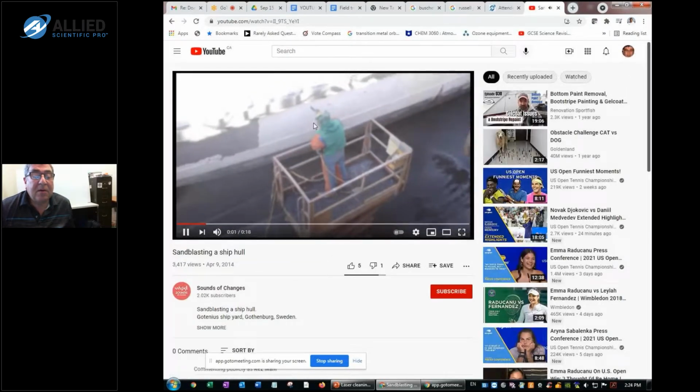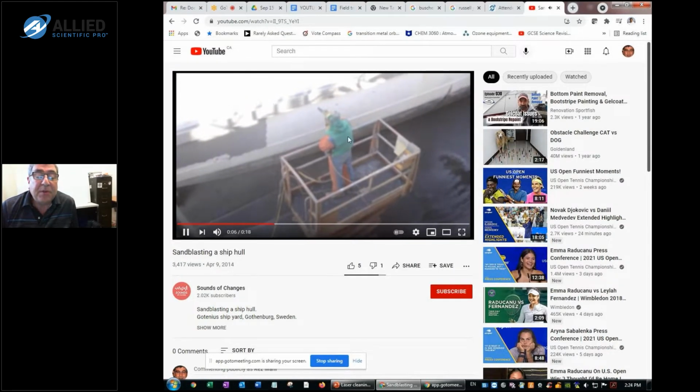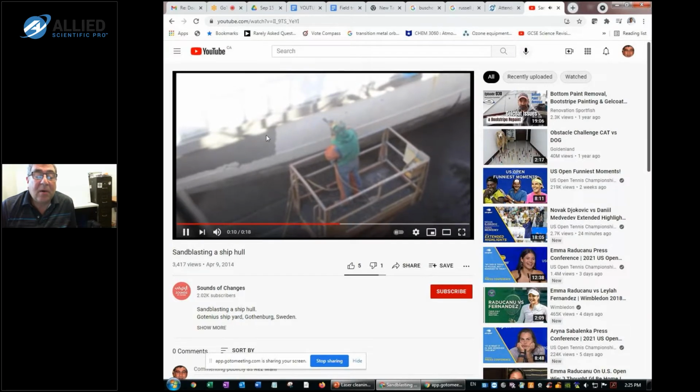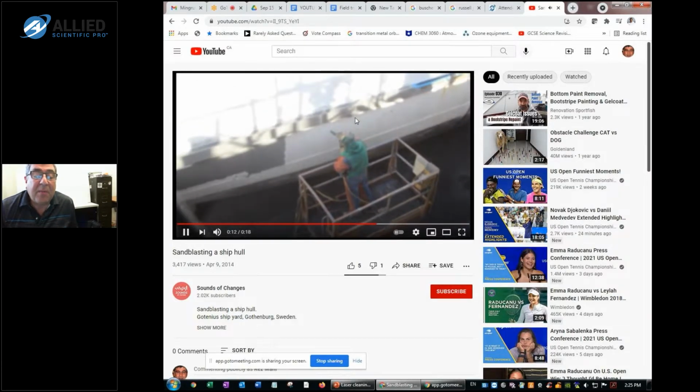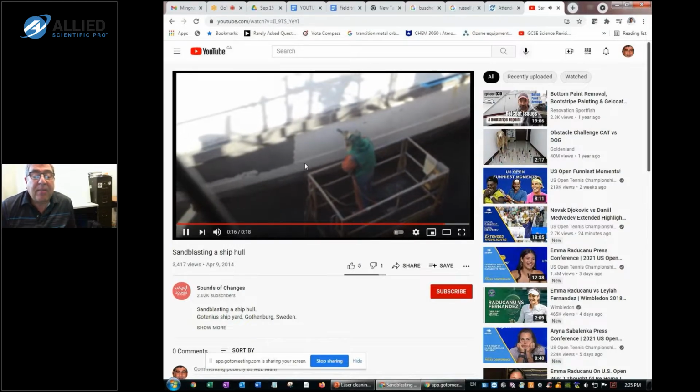You can see here the worker is wearing heavy personal protection equipment, and it's quite noisy, and all the debris is going into the environment. It's cleaning the body of the ship. This is a sandblasting method.